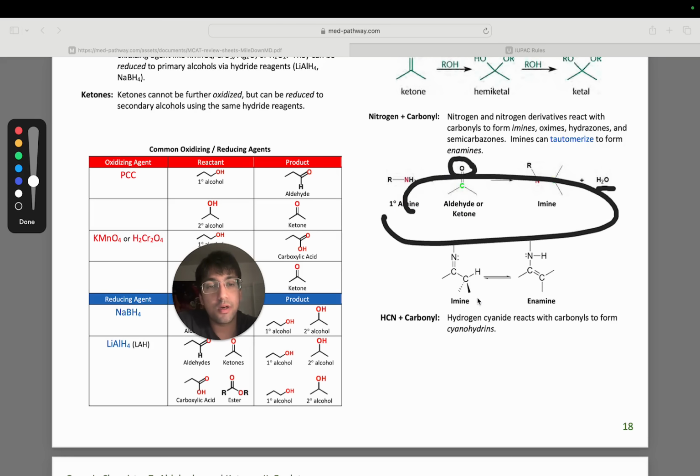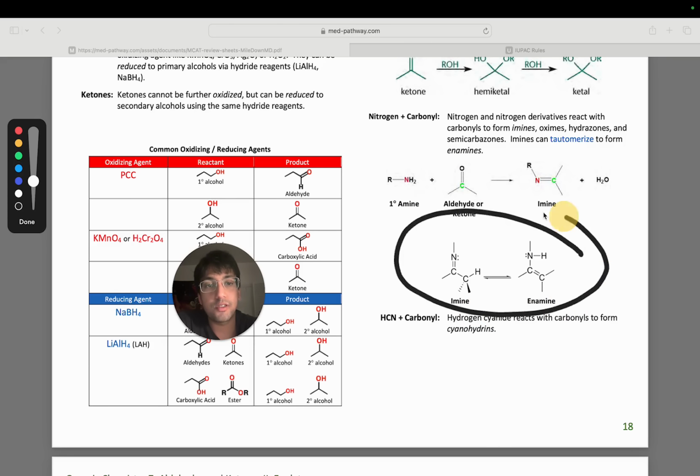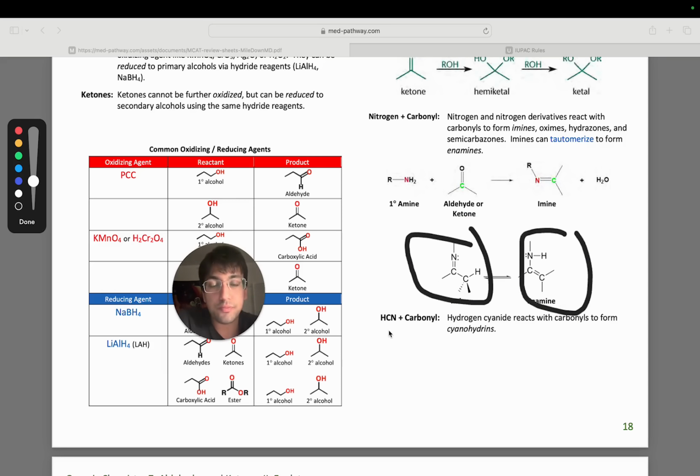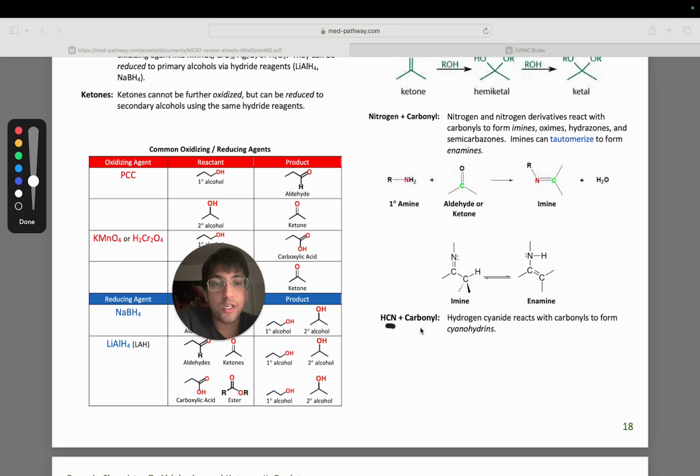Now, the other important thing is, remember we talked about resonance? Well, there's resonance right here with the imine. Imines are able to be converted into enamines, and the way that happens is that this double bond over here can hop over here, and this lone pair can hop where that double bond was, and that's how you get an enamine. So this will exist in resonance. If you take a snapshot, some of the times it'll exist in this imine form, some of the times it'll exist in the enamine form. Okay, now we have hydrogen cyanide, and it reacts with carbonyls to form cyanohydrins.